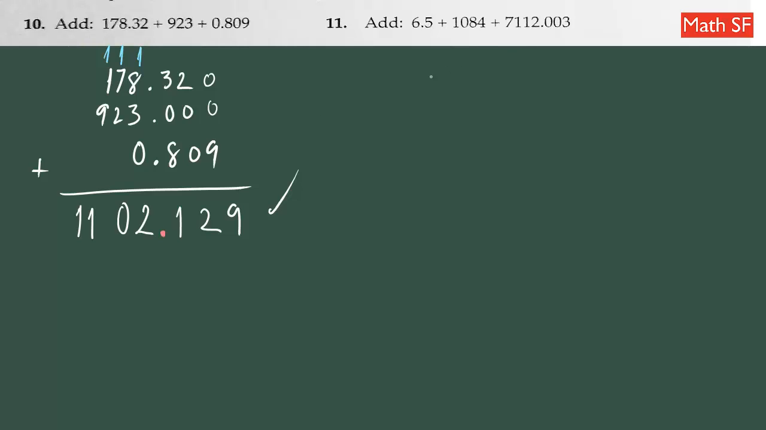Now let's do problem 11. Add the following. Let's recall that you need to align the decimal place. So 6.5. What is the decimal point? The decimal point is here. If we need to add more zeros, we'll just put 0, 0, 0. So 6.5, that's right, 6.5 plus 1084. The decimal place was there, so I'm going to put the decimal place here.